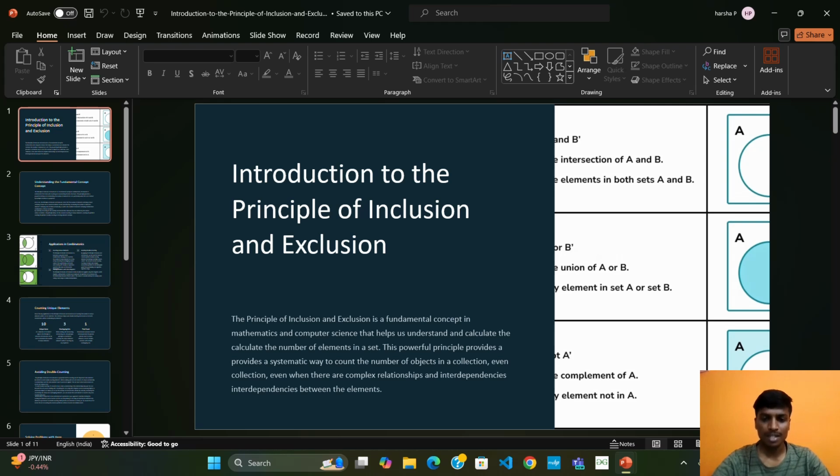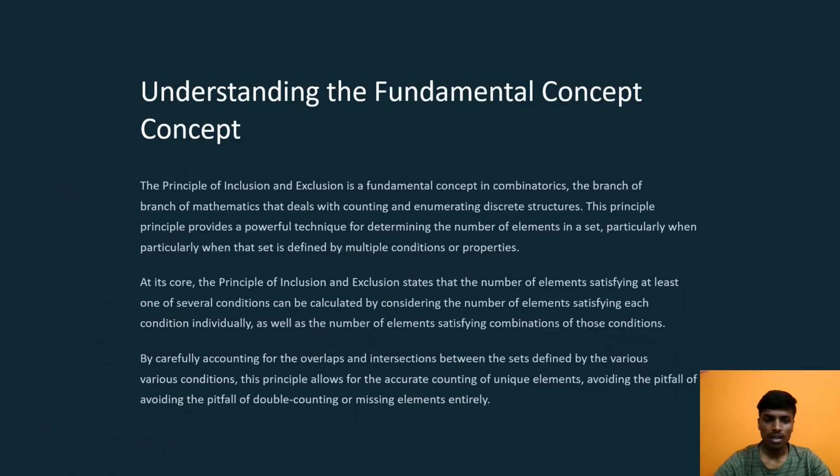This powerful principle provides a systematic way to count the number of objects in a collection, even when there are complex relationships and interdependence between the elements. So the inclusion and exclusion is carried out.